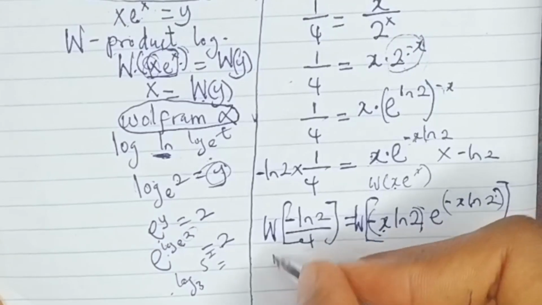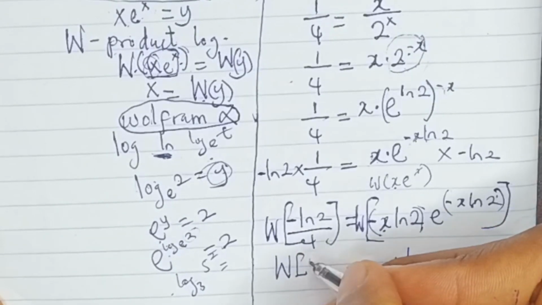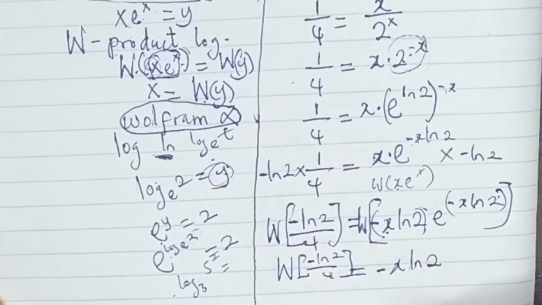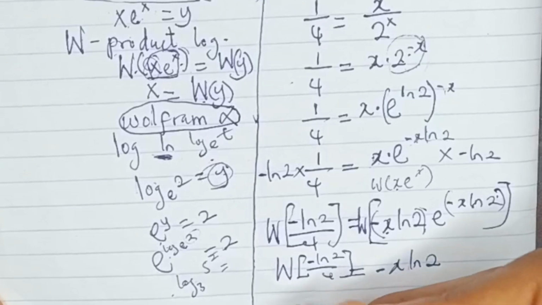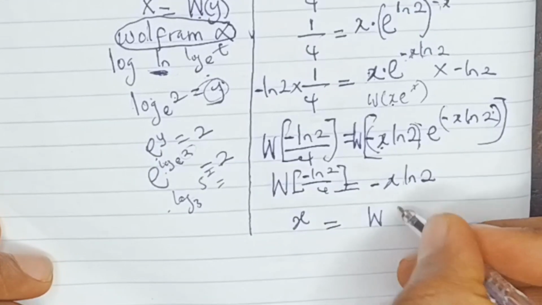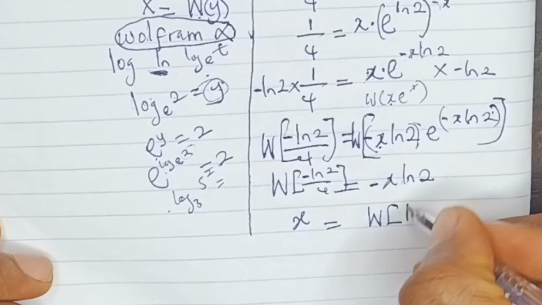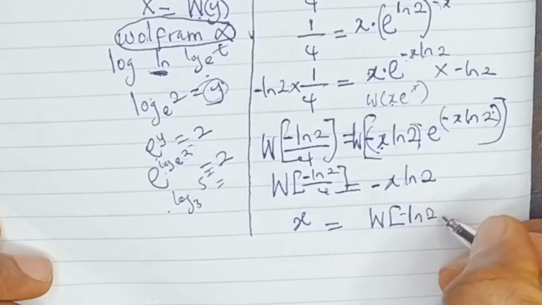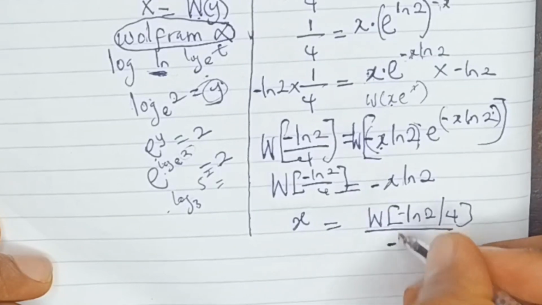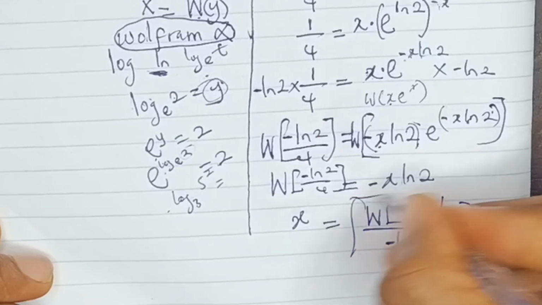And what is this equal to? W of negative ln 2 over 4. Hence, what does x become equal to? x invariably becomes equal to W of negative ln 2 over 4, divided by negative ln 2.